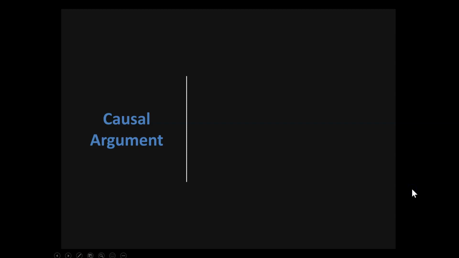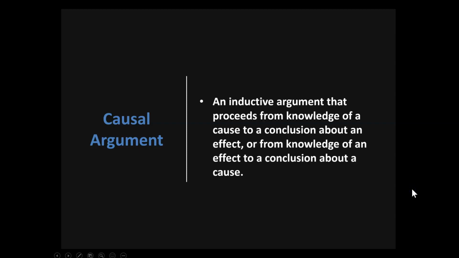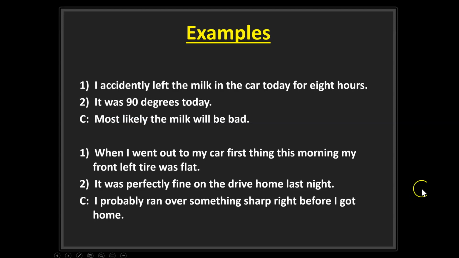And then causal arguments. Causal arguments are inductive arguments that proceed from knowledge of a cause to a conclusion about an effect, or from knowledge of an effect to a conclusion about a cause. Best understood or felt through an example or two. So, look at the top one. I accidentally left the milk in the car today for 8 hours. And it was 90 degrees today. Most likely, the milk will be bad.